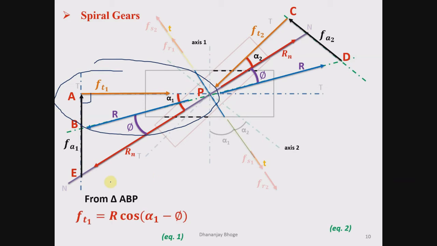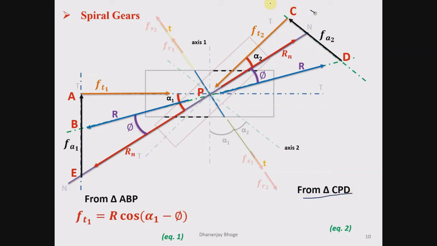So from this triangle we get Ft1 is equals to R cos of alpha 1 minus phi. Angle at P, this is angle alpha 1 minus phi, correct? Angle at P is alpha 1 minus phi. So cos of this angle alpha 1 minus phi is adjacent side Ft1 divided by hypotenuse R. So we have Ft1 equals to R cos of alpha 1 minus phi from triangle ABP. Okay, it's very simple.